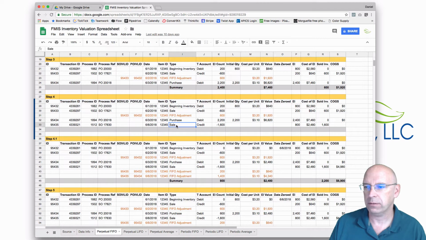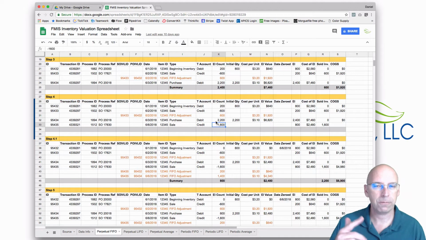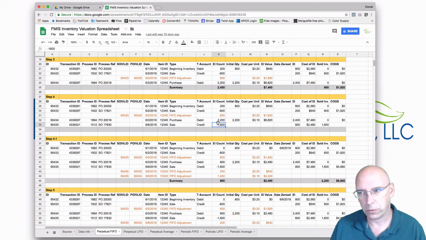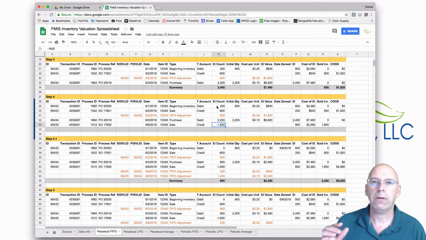After that is a sale, another credit on the T account, and we're going to sell 1,600 units. Now we could pull those 1,600 units out of the recent purchase we had, but remember that this is the FIFO method, and so we're doing first in, first out. What we need to do is go back all the way to the very first line that has a quantity from which we can pull. In this case, that's still from our beginning inventory.